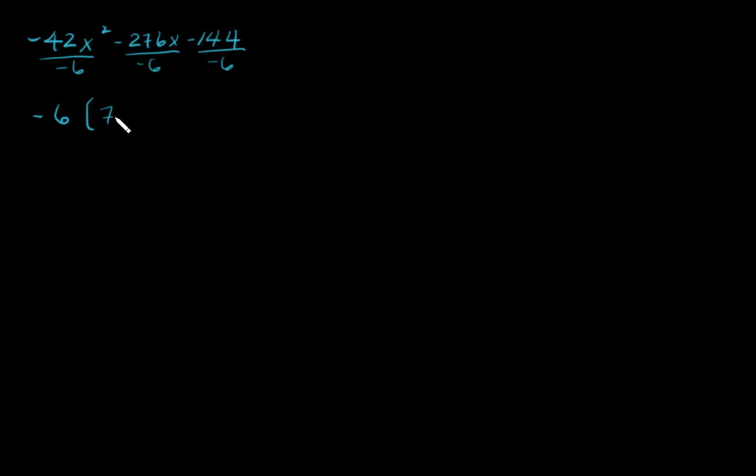And so you get 7x squared plus 46x plus 24. Okay, so I'm going to use trial and error. I have the negative 6, and I set up my two parentheses. They're both pluses. Let's go ahead and find the factors of 7. Factors of 7 are going to be 1 and 7. So I'm going to put a 7x here and a 1x.